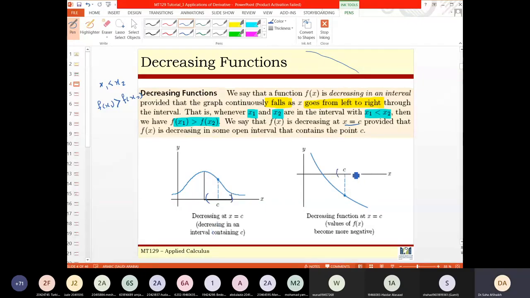Also here, if I take a small interval around the C, I can see the function is decreasing. So the function is decreasing at the point C.